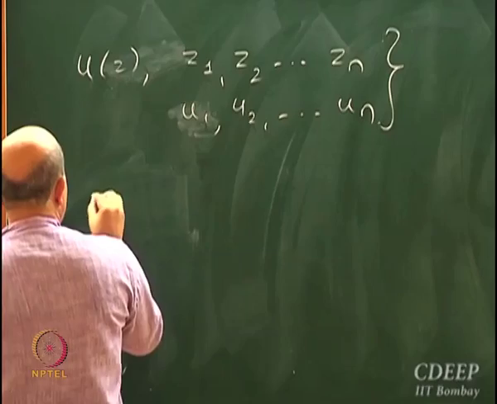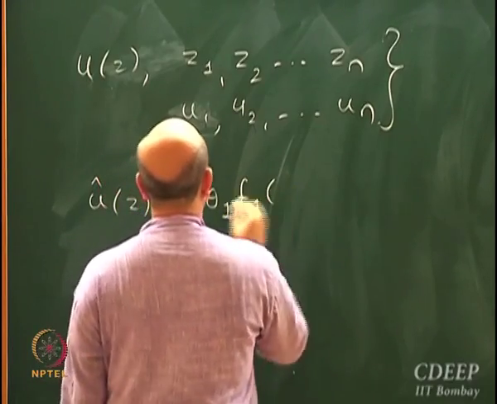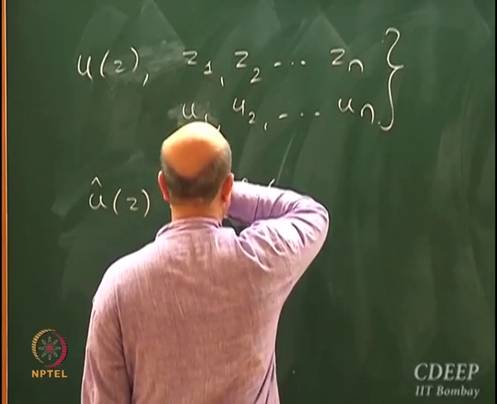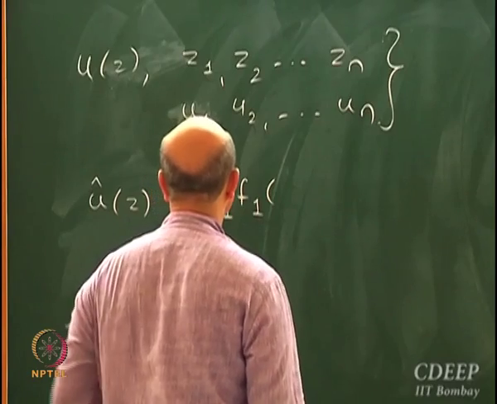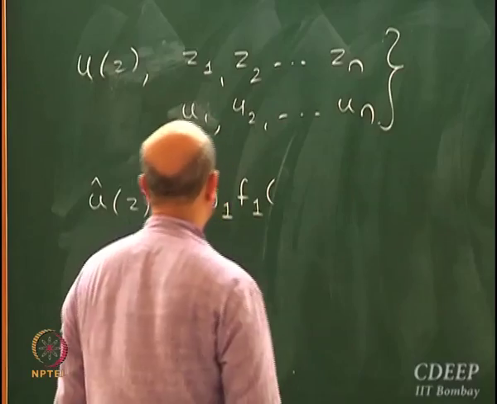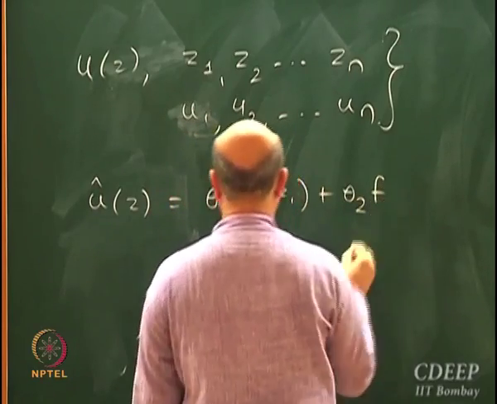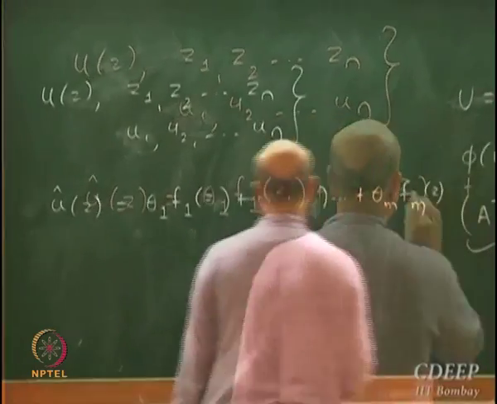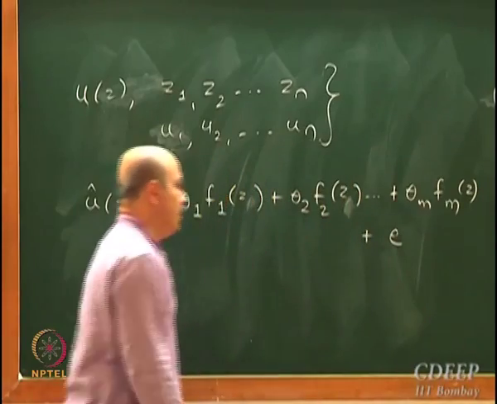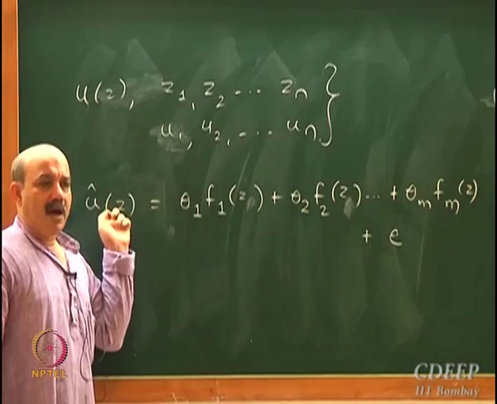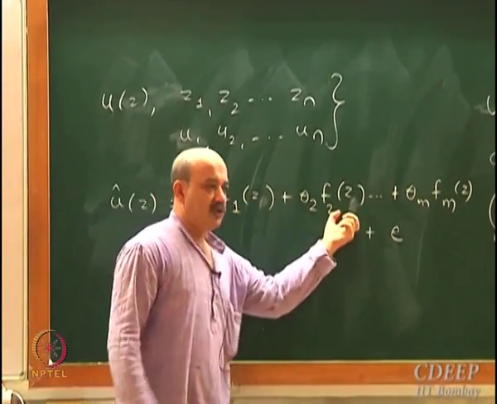So I want to fit a function, say u cap z, which is theta 1 f1 z1 plus theta 2 f2 z2. Well, this need not be a function of only one variable; it could be a function of multiple variables. Let's take the first situation, a function of only one variable. So I am fitting this function approximation. Of course, there will be an error here. U cap is my approximation: theta 1 into f1 z, theta 2 into f2 z, and so on.